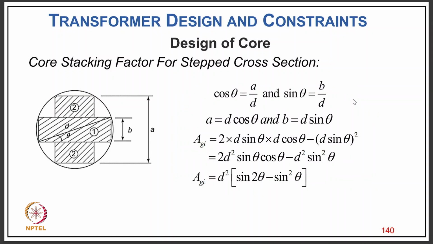So now we can calculate this if we define the angle theta as shown in the figure: cos theta is A upon D, sin theta is B upon D, and A equal to D cos theta and B equal to D sin theta. AGI becomes 2 D sin theta into D cos theta minus D into sin theta whole square, and that becomes 2 D square sin theta cos theta minus D square sin square theta. Since 2 sin theta cos theta is sin 2 theta, AGI equal to D square in brackets sin 2 theta minus sin square theta.